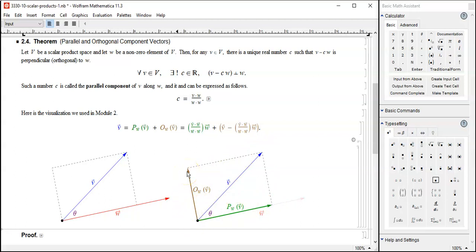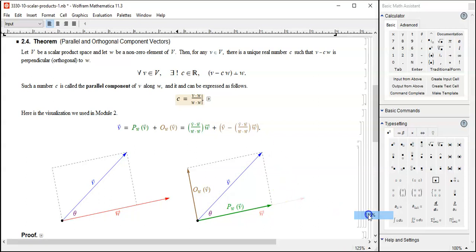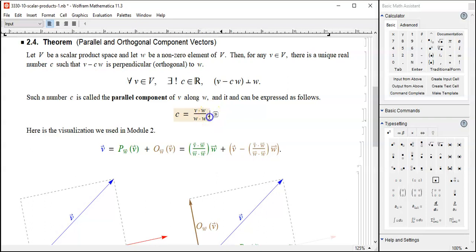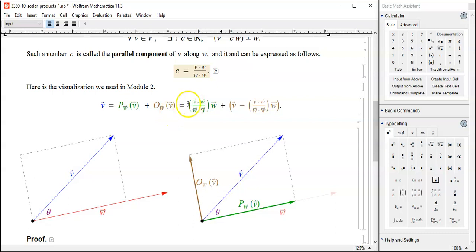Now, how do we get this green vector, the parallel component vector, P of V in W direction, and this brown vector, orthogonal component vector, O of V in W direction? It turns out we have this quantity, C equals V dot W over W dot W. I better expand the font a little bit because we have a fraction here. This C will give you the parallel component vector.